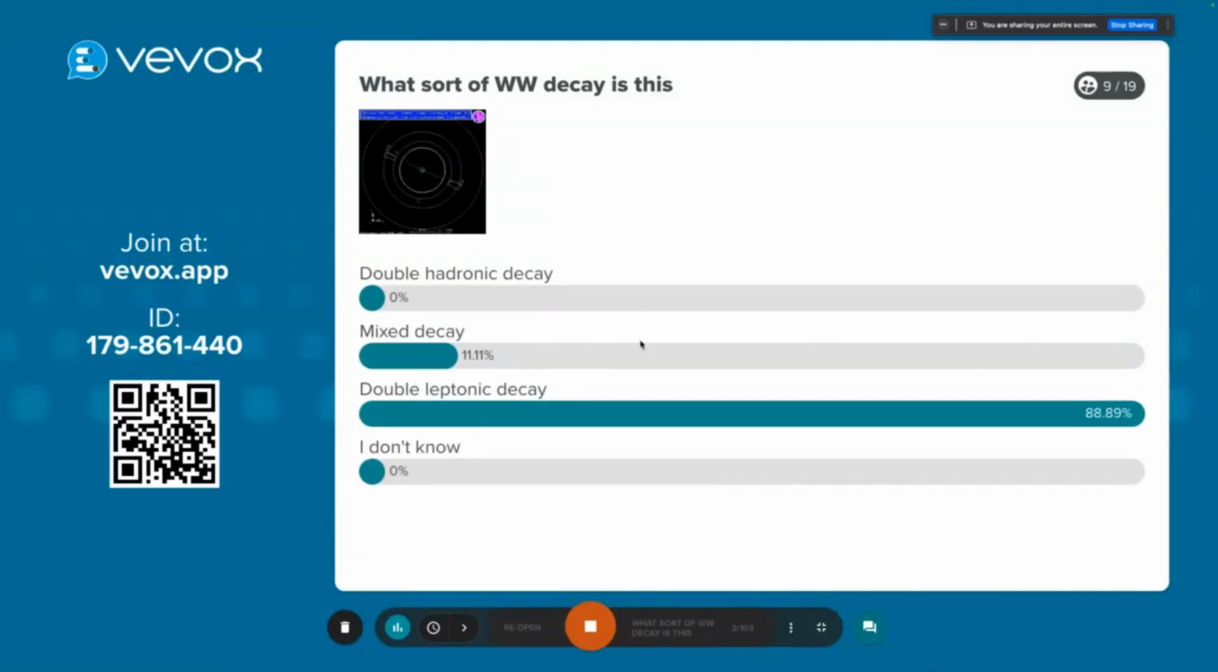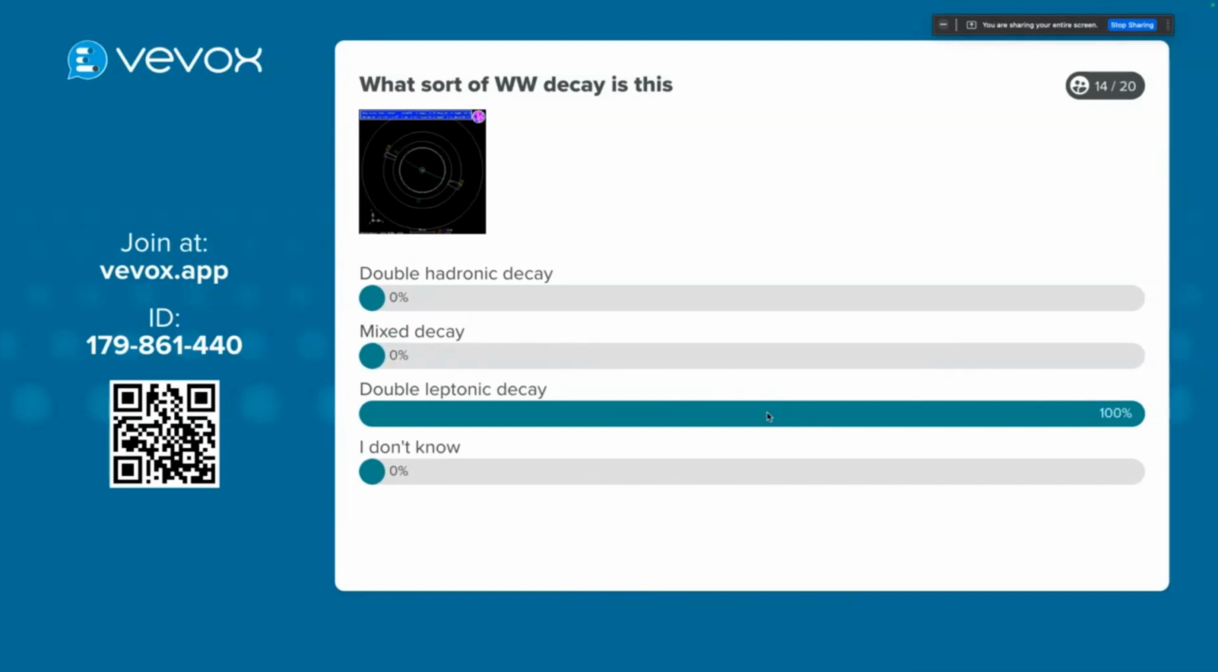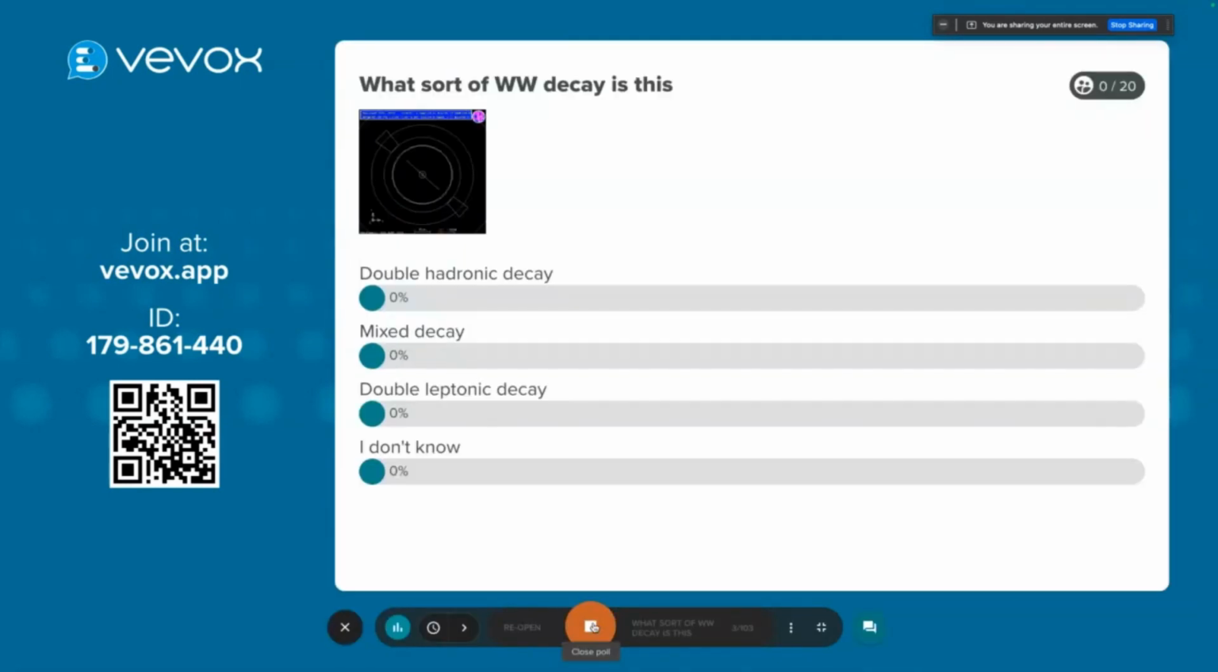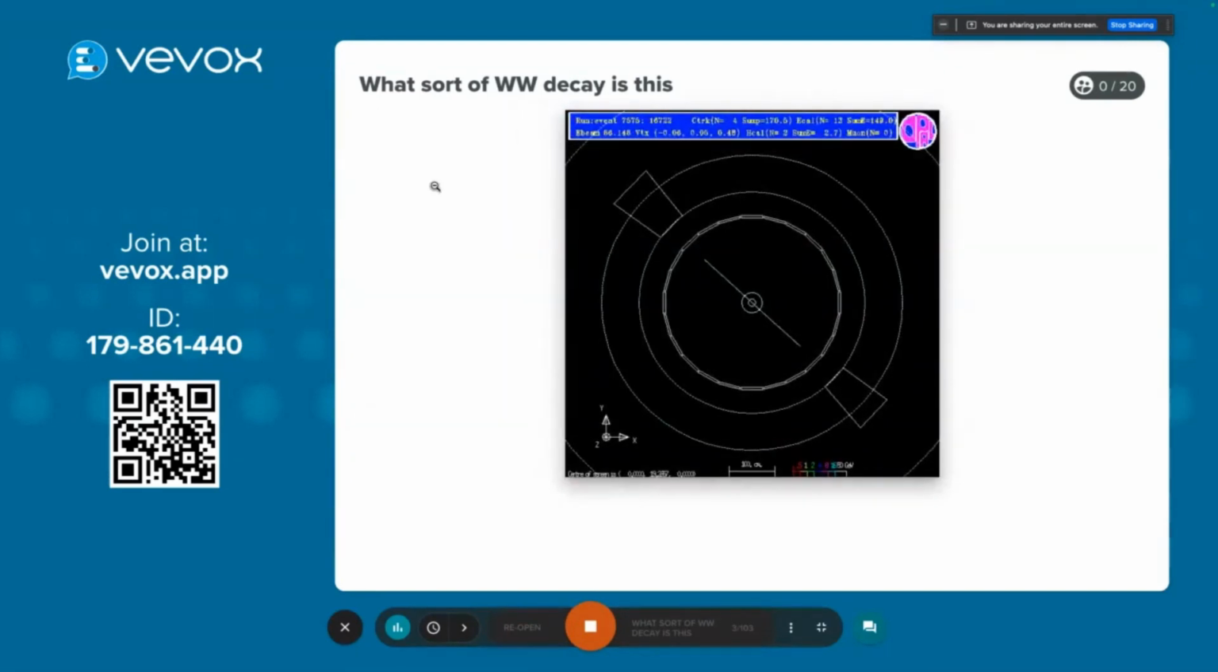So each W decayed leptonically, and I can see that everybody's on board with that. Even before I was talking, you guys had already started to put double leptonic. So just to let you know, I'm keeping a tally, and then we can total everything up later. Okay, very good. So let's move on to the next one. We've identified a double leptonic decay involving a tau, which is a good challenge.